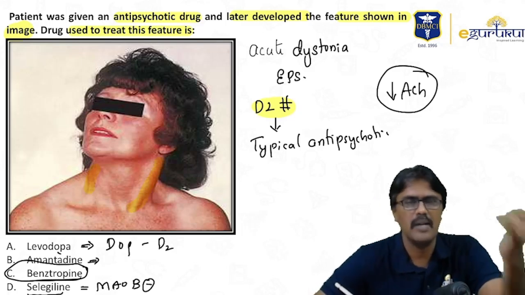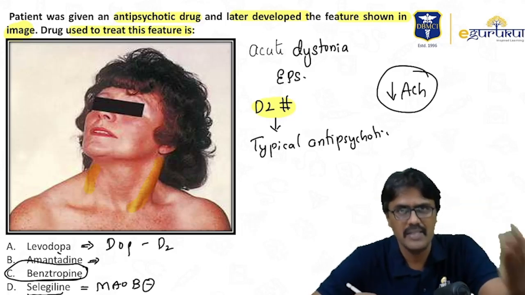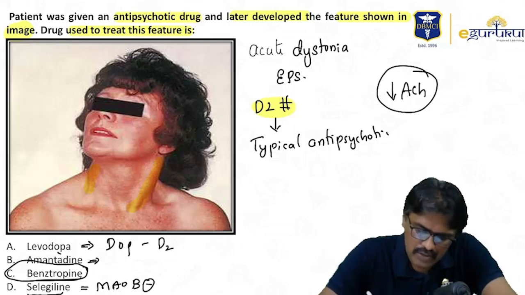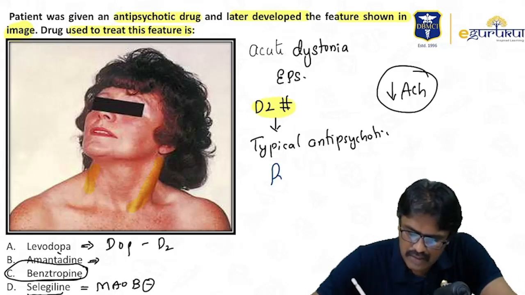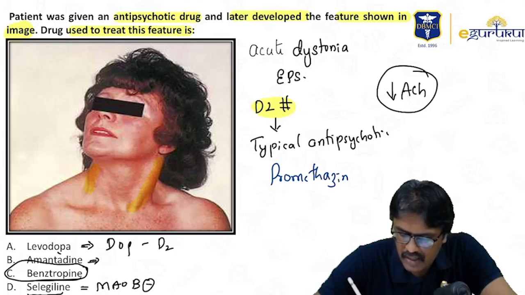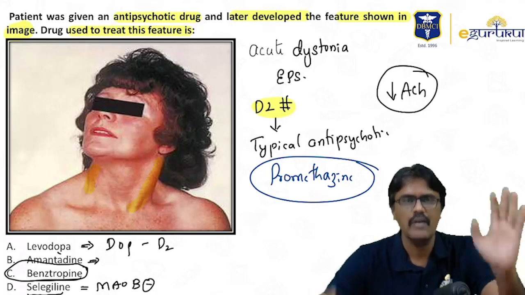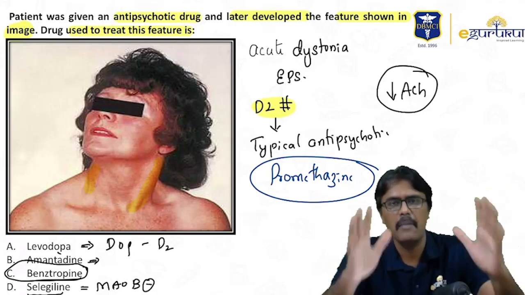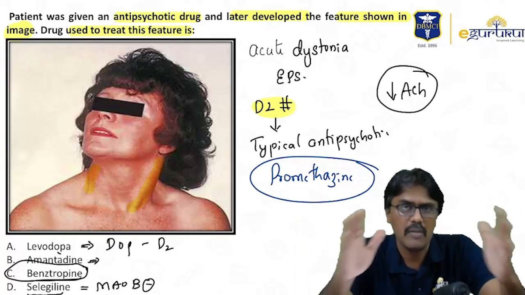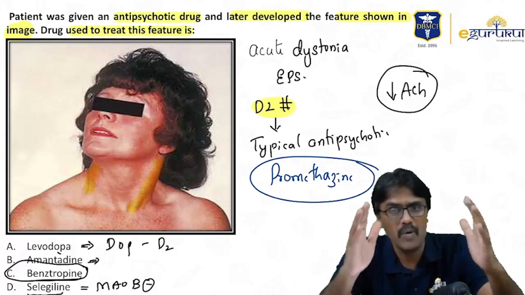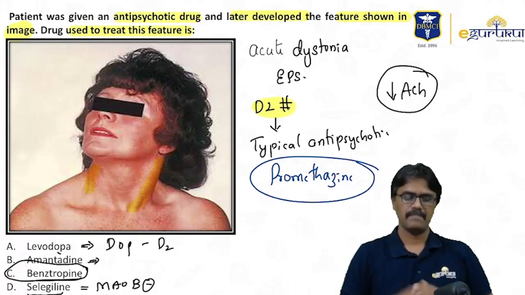You can use benztropine, trihexyphenidyl, or benzhexol. If that is also not available, you can use an antihistamine called promethazine, which is available easily in the casualty, so that can be used for acute dystonia, which is because of D2 blockade by typical antipsychotics or by an antiemetic called metoclopramide. There you can use it.